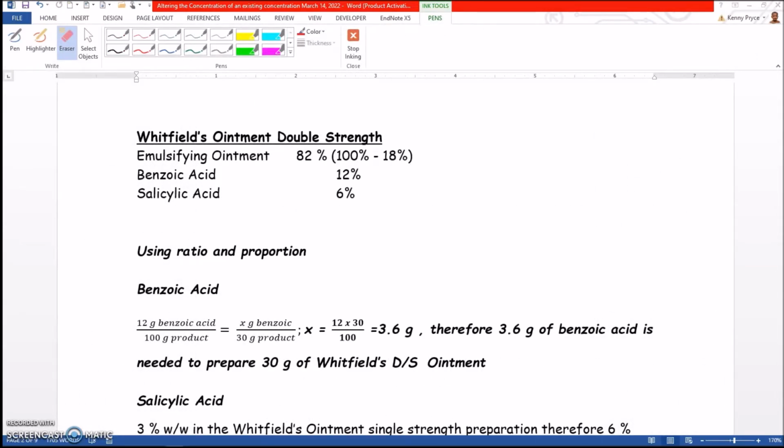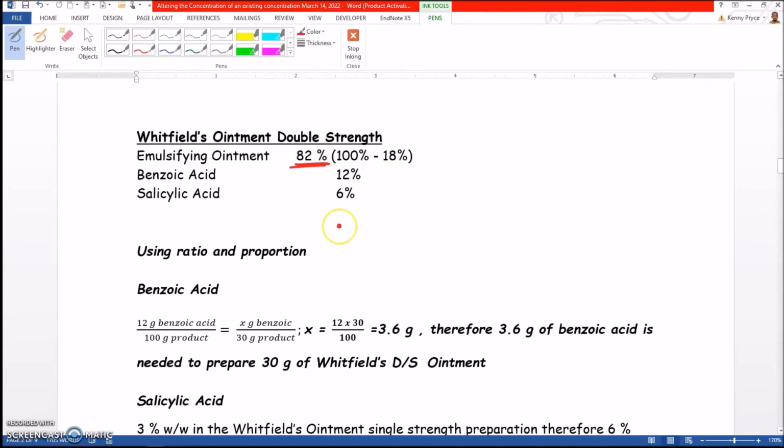Okay, so students, because the active ingredients have now increased to 18% of the formula, the base is now going to decrease by 9%. The active ingredients are increasing by 9%. That means you had 9% before, now you're doubling it, so you're adding 9% more of the active ingredient. So the base needs to be decreased by 9%. To determine the amount of base in this new double strength formula, you subtract the 18% from the 100%, which represents the entire formulation, to get 82%.